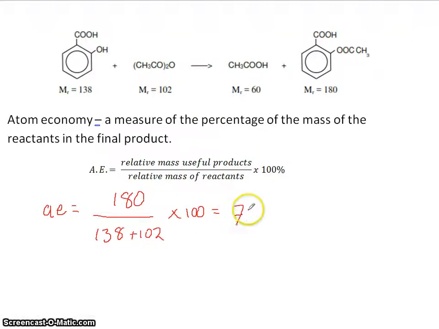So not bad in terms of atom economy. 3/4 of the reactant atoms end up in the useful final product, but still 25% wastage if we can't sell this on to something else.